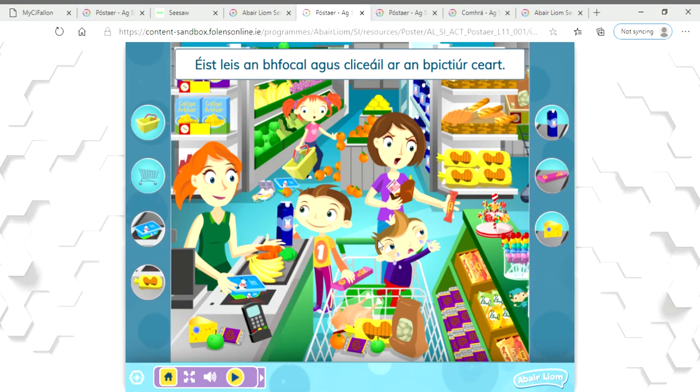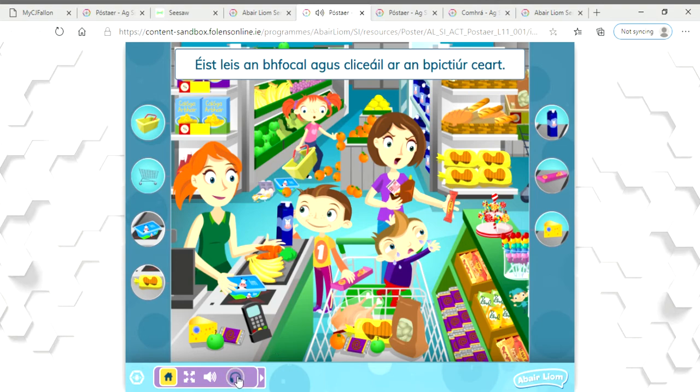Okay, Gachtina. So everybody, what we have to do is we've got to click on the correct picture for the word that is called out. So we have to éist leis an bhfocal agus cliceáil an pictiúr ceart. So that just means listen to the word and click on the correct picture. So let's start.